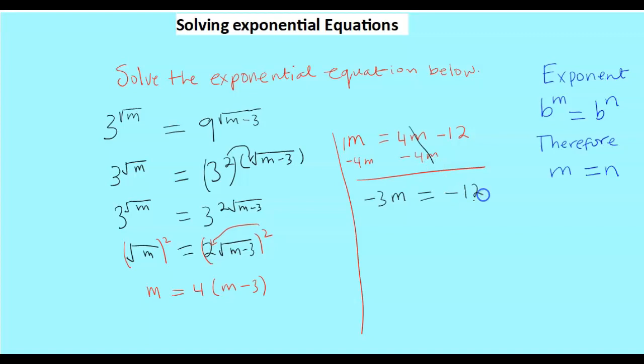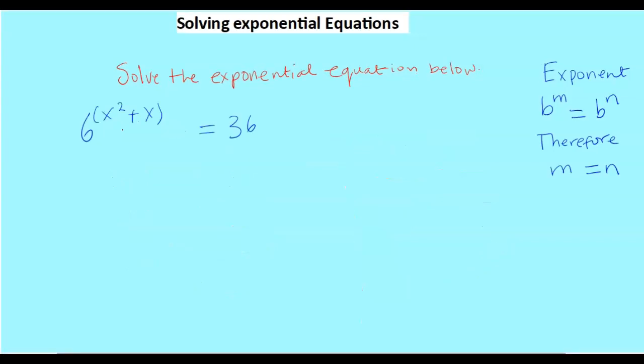Got 12 here. Here is multiplying, so we will divide to get rid of it. So we will divide here by negative 3, and we have to repeat the same thing here. This turns into 1. We get our m. That's what we are looking for. Negative cancels negative, and 12 divided by 3 is 4. Ta-da, we're done.